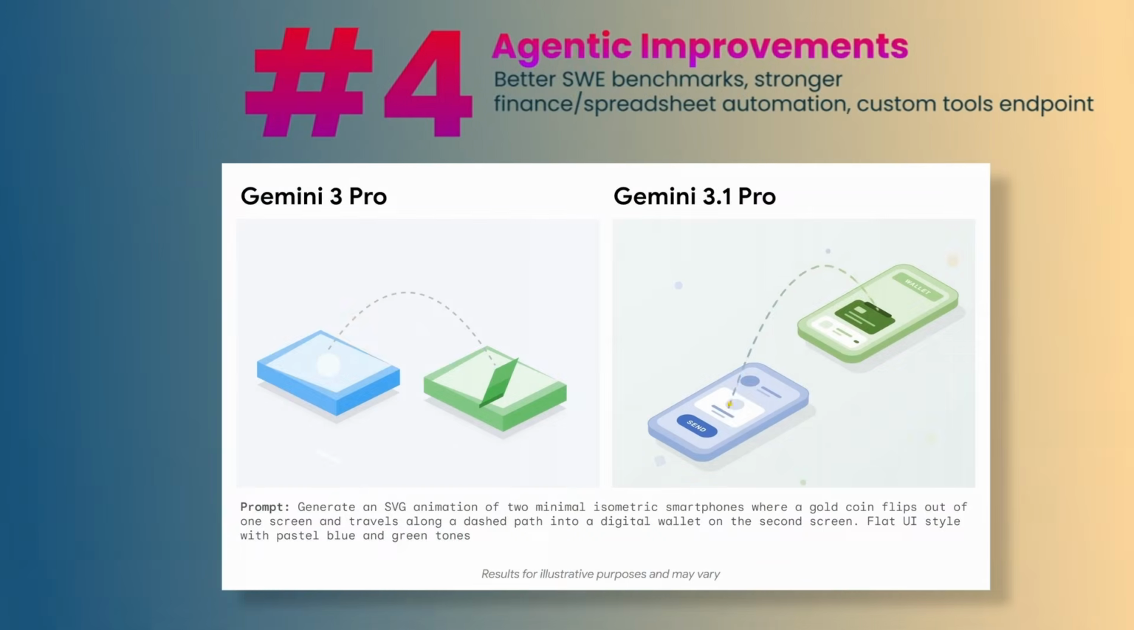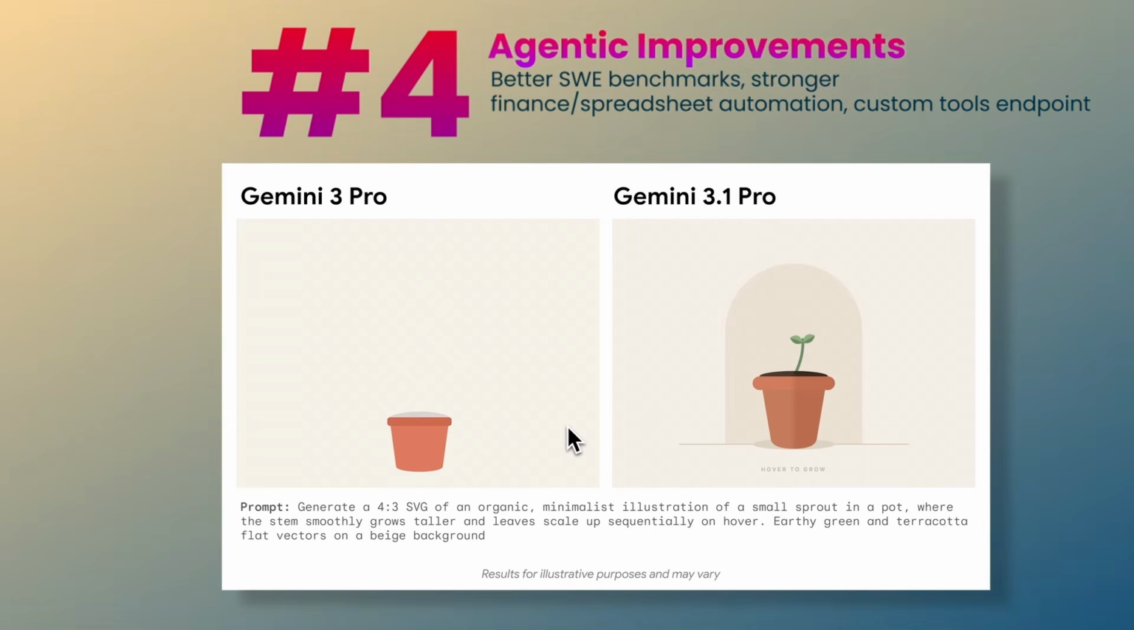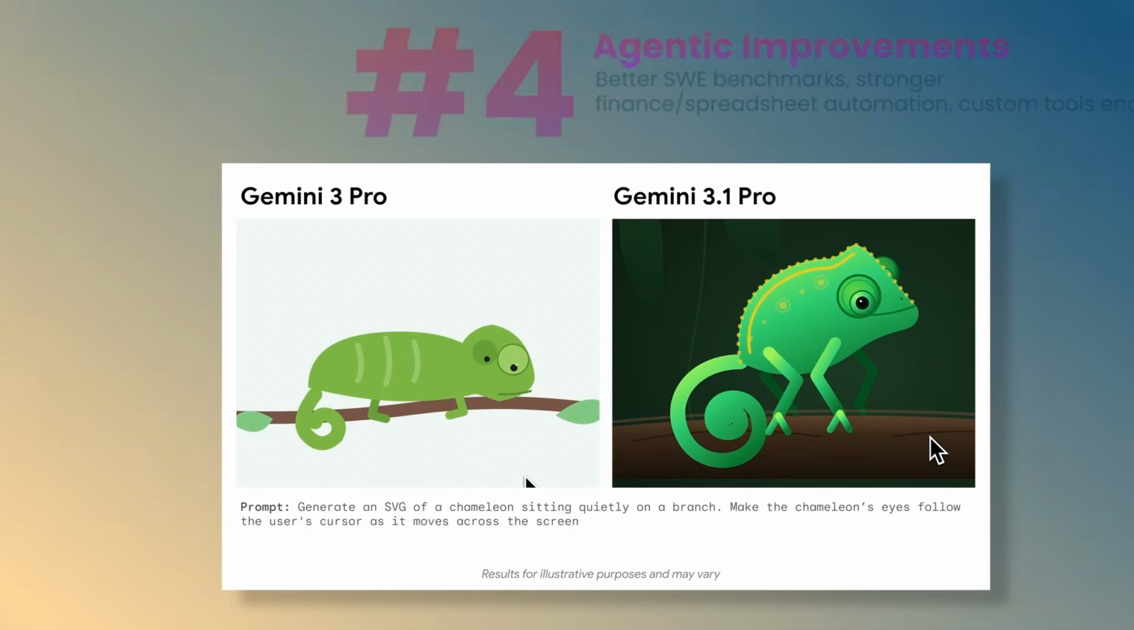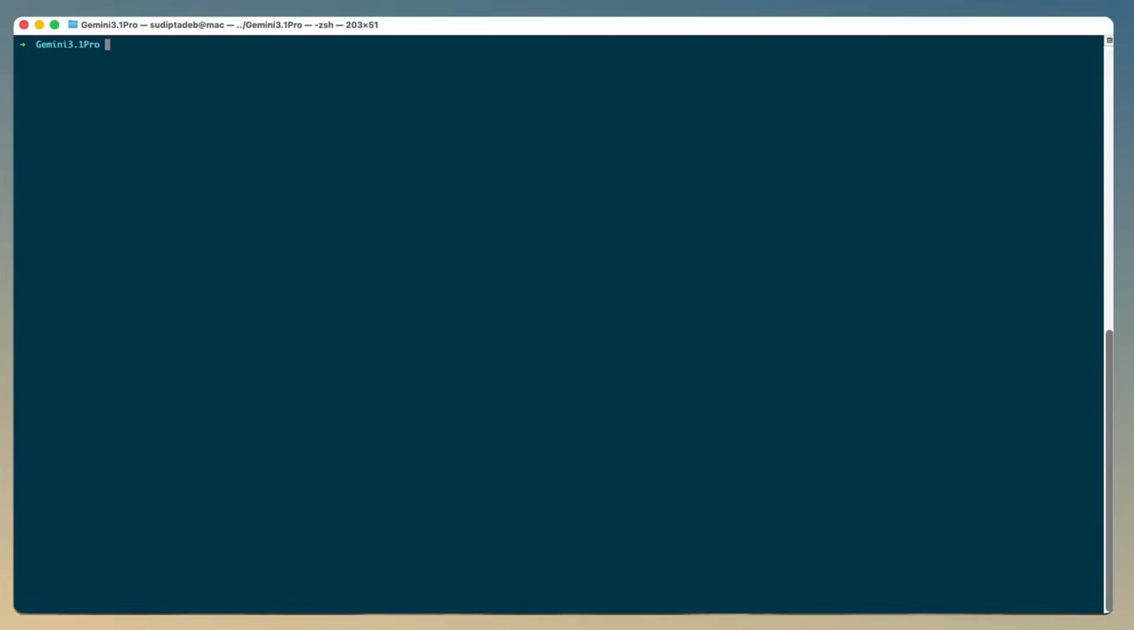And the fourth one, agentic improvement. Better SWE benchmark, stronger finance spreadsheet automation, custom tools endpoint. The 1 million token context window is still there. All right, let's get it connected. So let me first show you how you can set up Gemini 3.1 Pro.